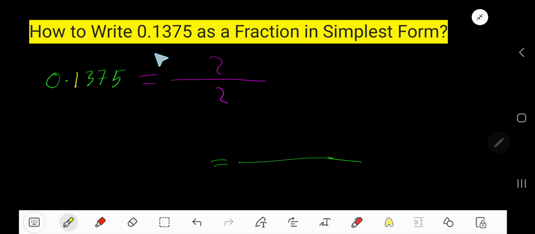How to write 0.1375 as a fraction in simplest form. So we need a numerator and a denominator. For the numerator, just keep this decimal and write the number you are getting.